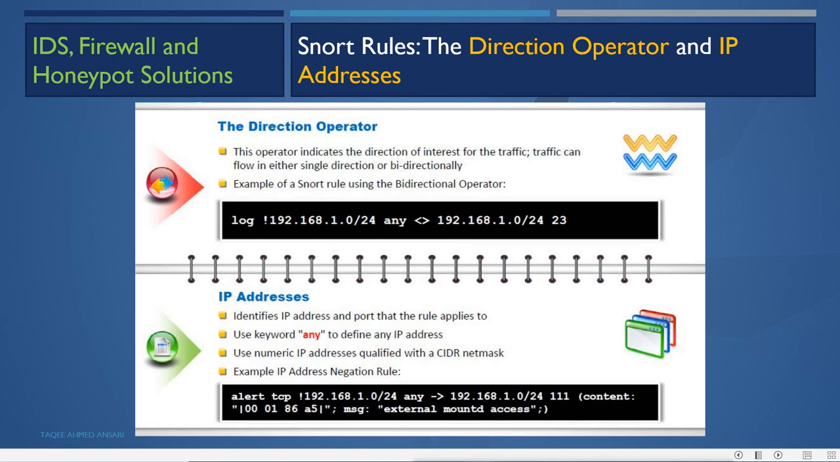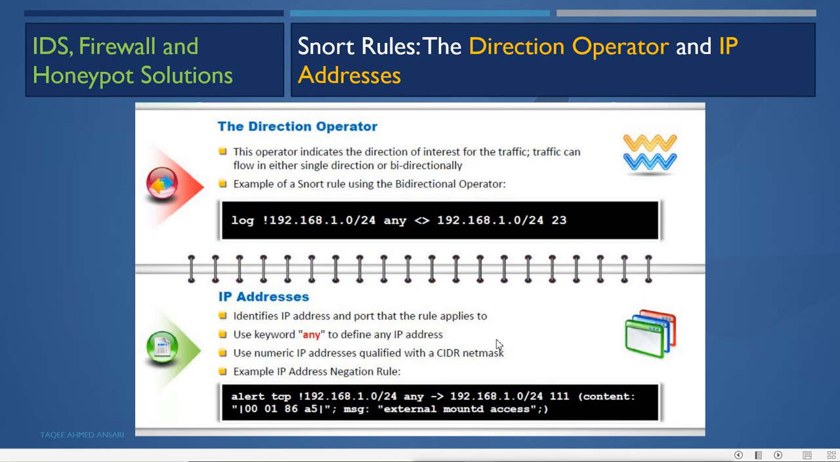So here it is mentioning the IP address and the port number. The port number is saying any, and the IP address and port number for this, whether it is coming in or going out, is called bidirectional. Then IP address means identifying the IP address and port that our rule applies to. Use the keyword any to define any IP address. Use numeric IP addresses qualified with a CIDR netmask. For example, the IP address negotiation rule is this, where you can see the IP address here with the CIDR value, and for port number it is using any.